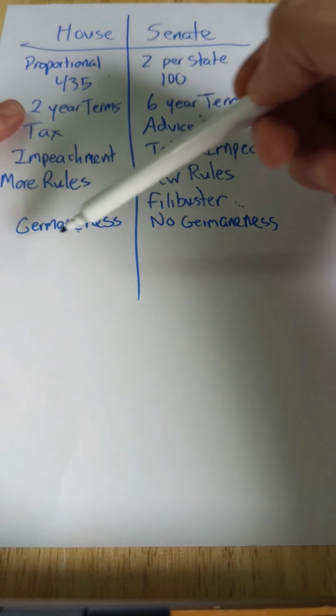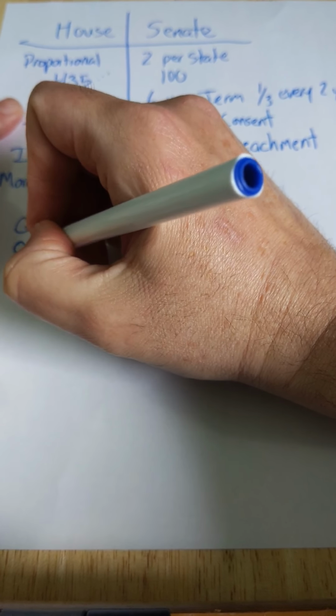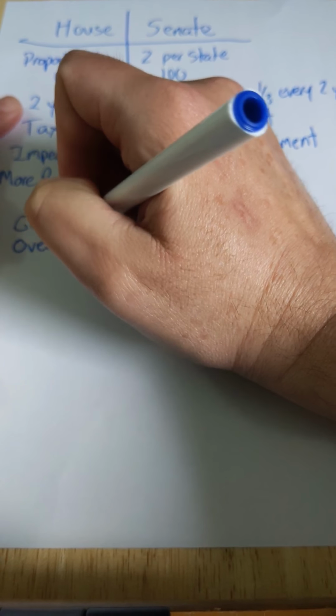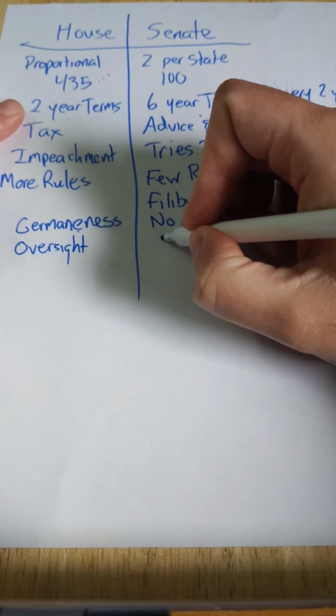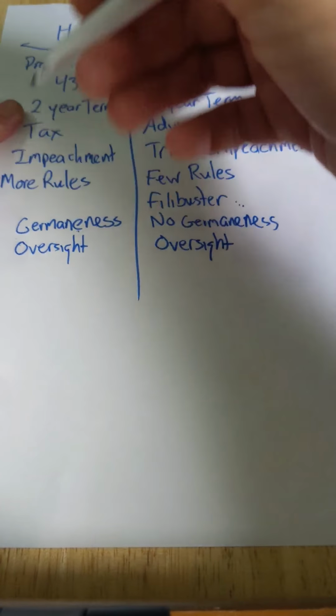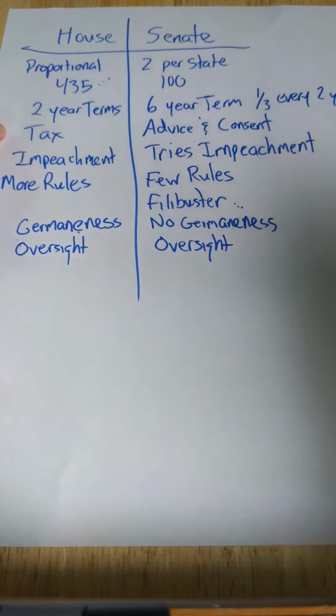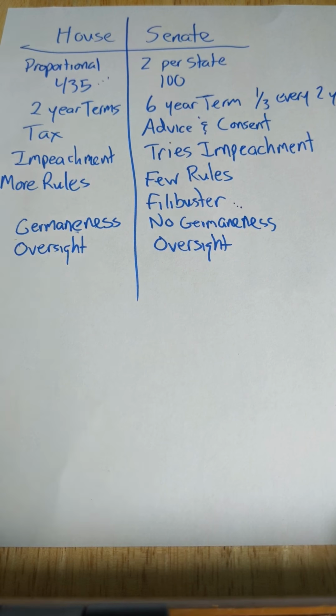So these are the main things, and both exhibit oversight, which is actually going to be committees and oversight are the next videos. But that's the general thrust of the House and the Senate and the various kind of discrepancies between them, as far as the AP test goes anyway.